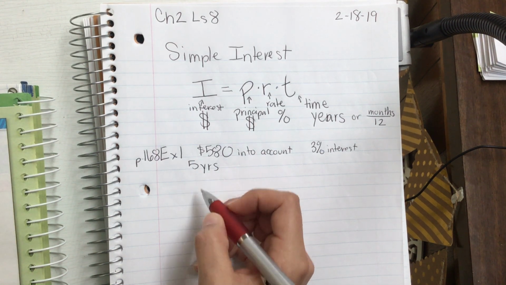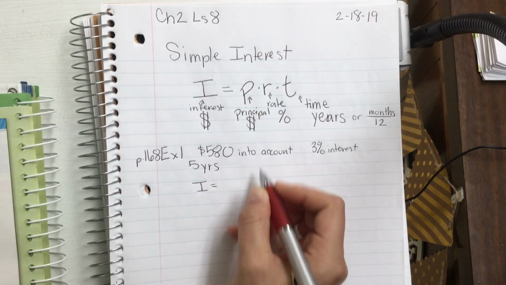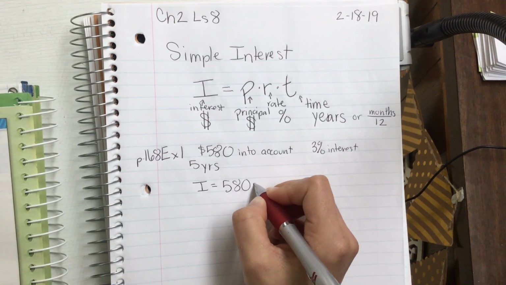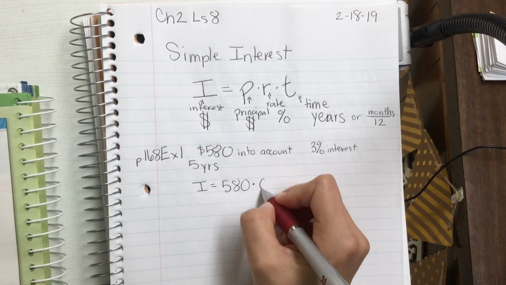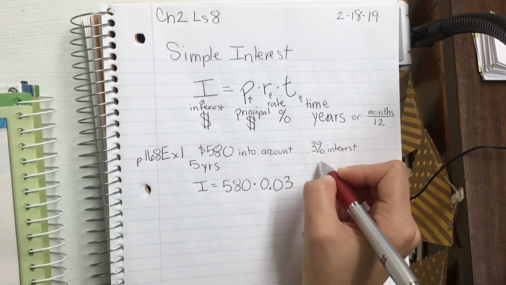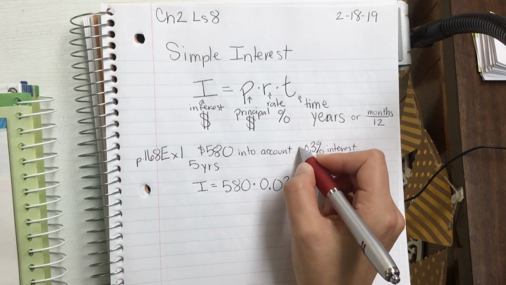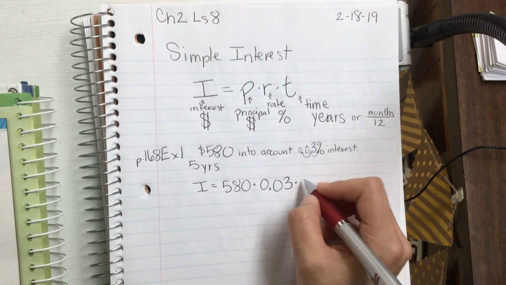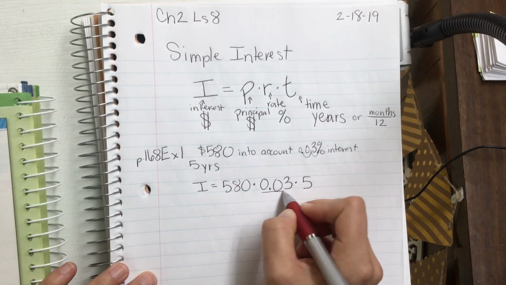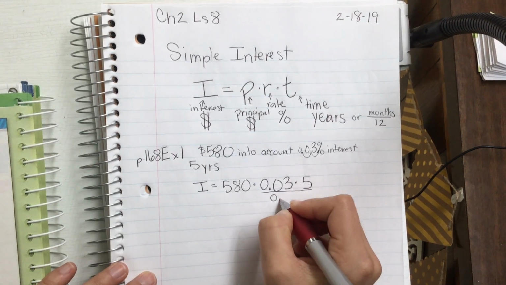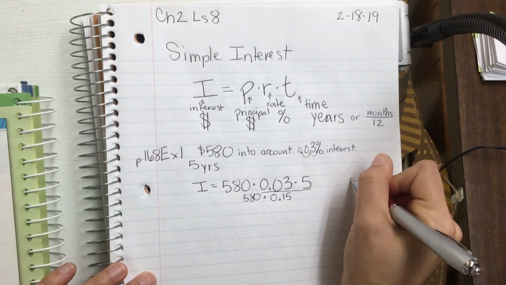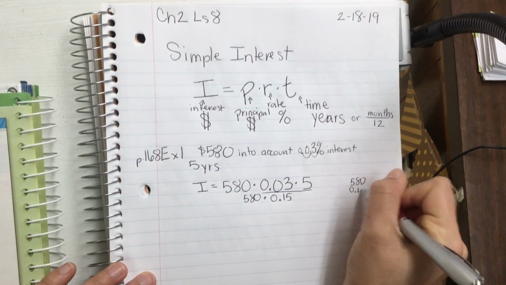All right, so I is equal to P, which is 580, times the R, which is 3%. So remember Dr. Pepper, your percent, 1, 2. Okay? Times time, which is going to be times 5. I like to start here, multiplying here. Okay. Go off to the side and multiply if you need to.